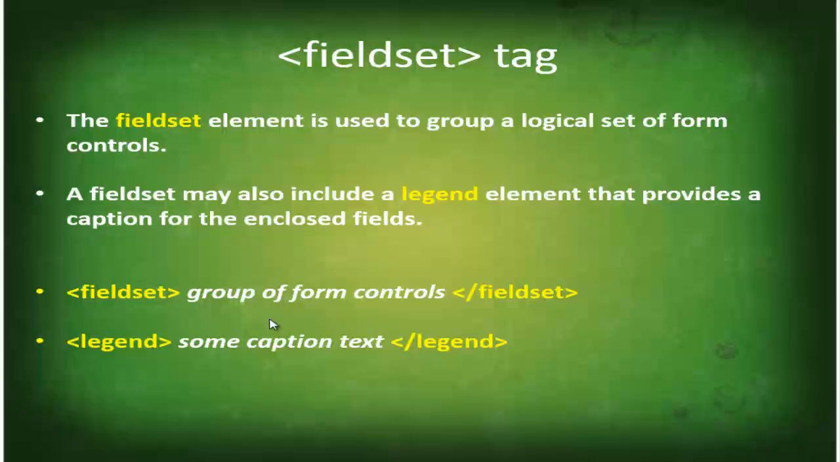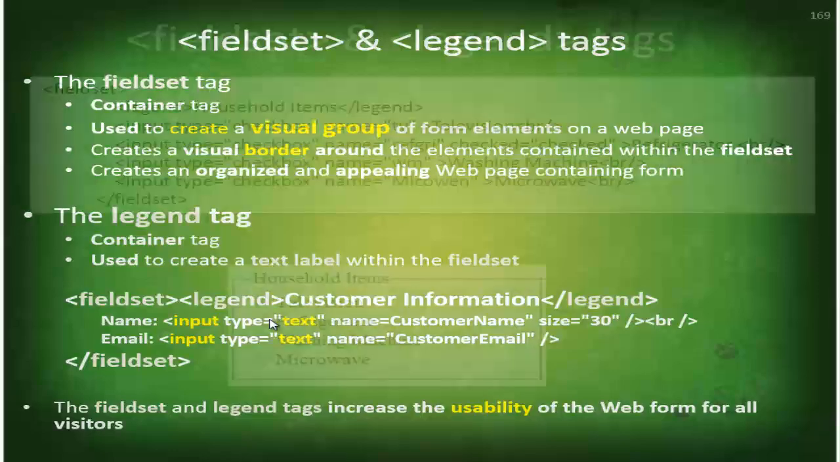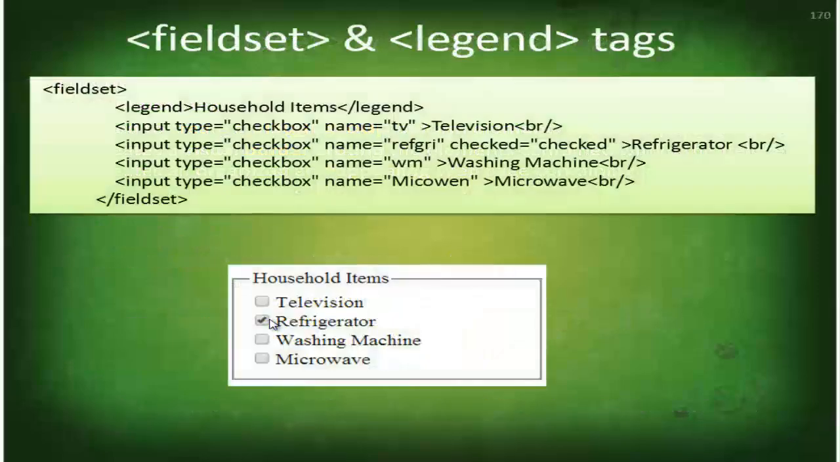The next one is the field set. Now the field set is used to get controls in a neat visual format. Because I'm running out of time, I'm just going to show you. This is how it's going to appear. You notice that there is a rectangular box here, and there is a small legend that comes here. If you want to visually separate some items from one piece to the other, then you go for the field set. How you do the field set is start with the field set, end with the field set.